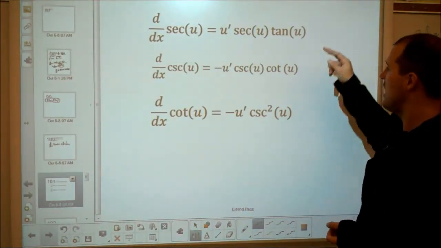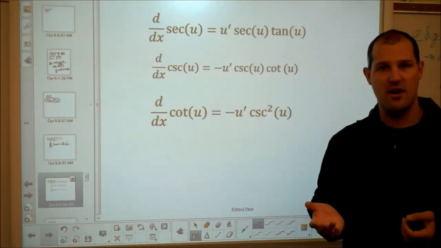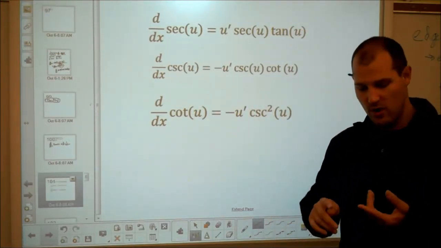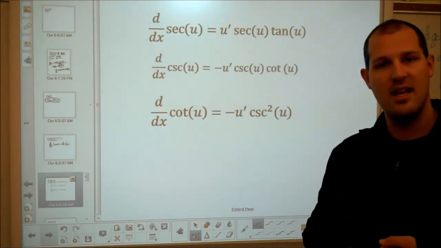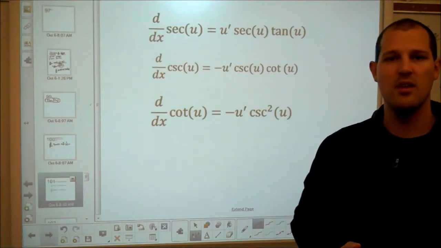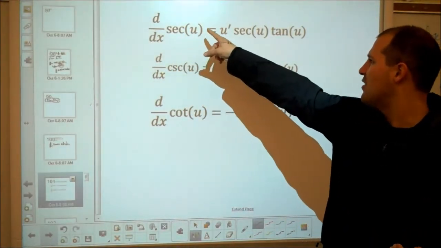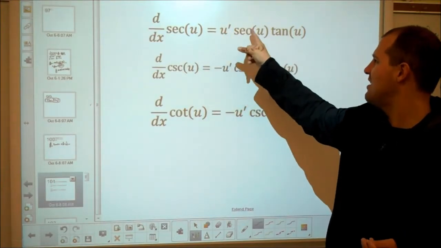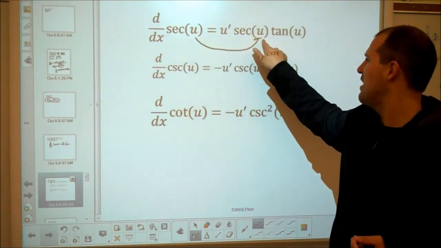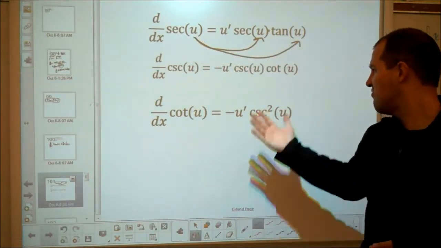I would encourage you to take a minute. If you're taking notes along with the video, you may want to pause the video and copy these down into your notes so you have them. We've already explained sine, cosine, and tangent today. The way to use these is the exact same way that you would use sine, cosine, and tangent. So if you're taking a derivative of secant, you're going to write the derivative of the guts, and then you're going to write secant and the exact same guts, and then you're going to multiply that by tangent with the exact same guts. They all work the same way.